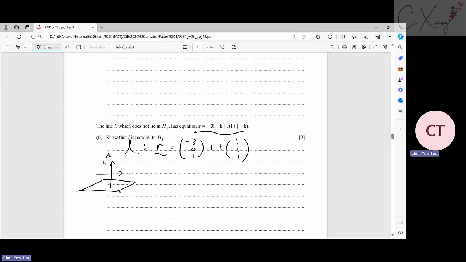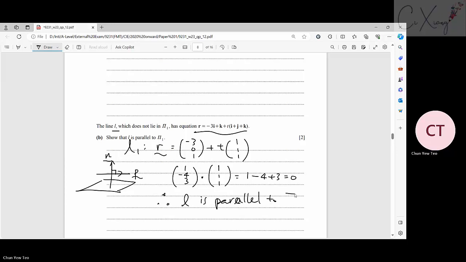For parallel, the normal vector n and the directional vector must be at 90 degrees. So what you need to do is to show that the normal vector 1, negative 4, 3, dot product with the directional vector, gives 0. You will get 1 minus 4 plus 3, which is 0. So therefore L is parallel. Just like that. That will be the answer for number 5B.